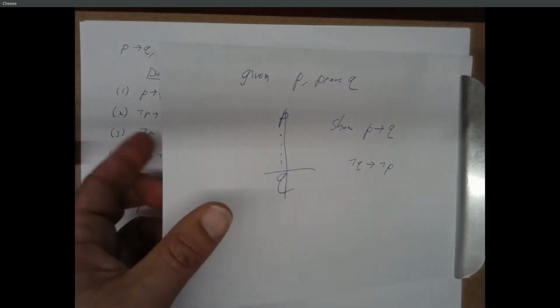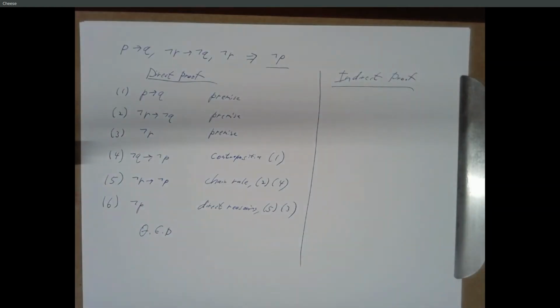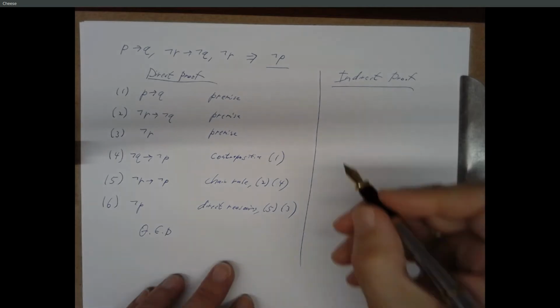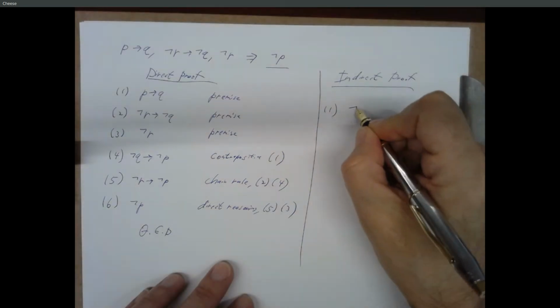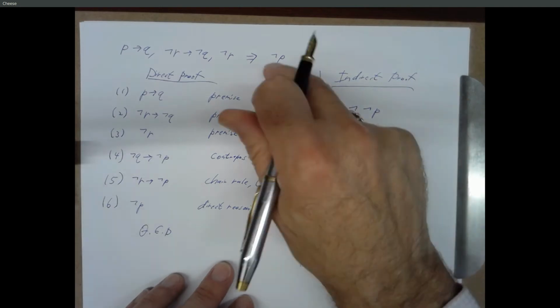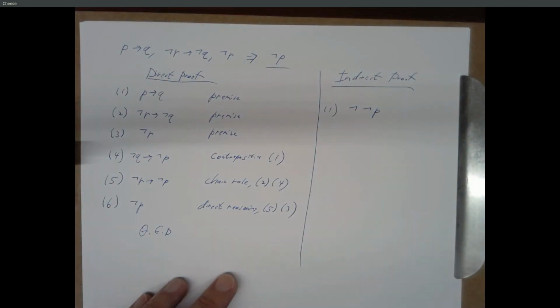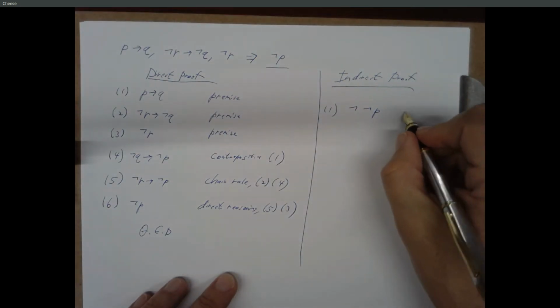So let's use an example of this same question. We're given those three things on the left and we want to prove the thing on the right. So for an indirect proof, I'm going to assume the negation of the thing I'm trying to show. And I'm going to say that's an assumption.